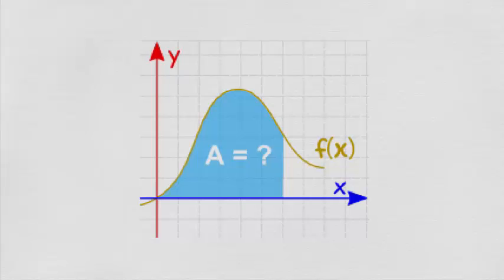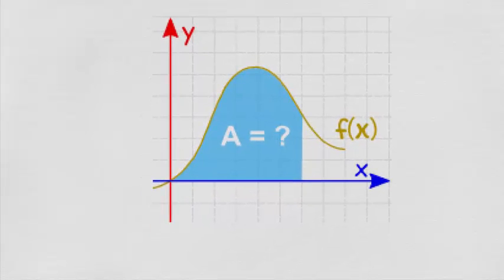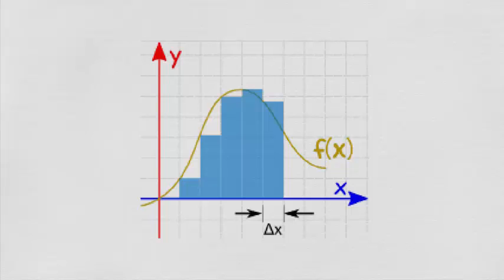Integration can be used to find areas, volumes, central points, and many useful things, but it is easiest to start with finding the area under the curve of a function like this. We could calculate the function at a few points and add up slices of width delta x like this, but the answer won't be very accurate.